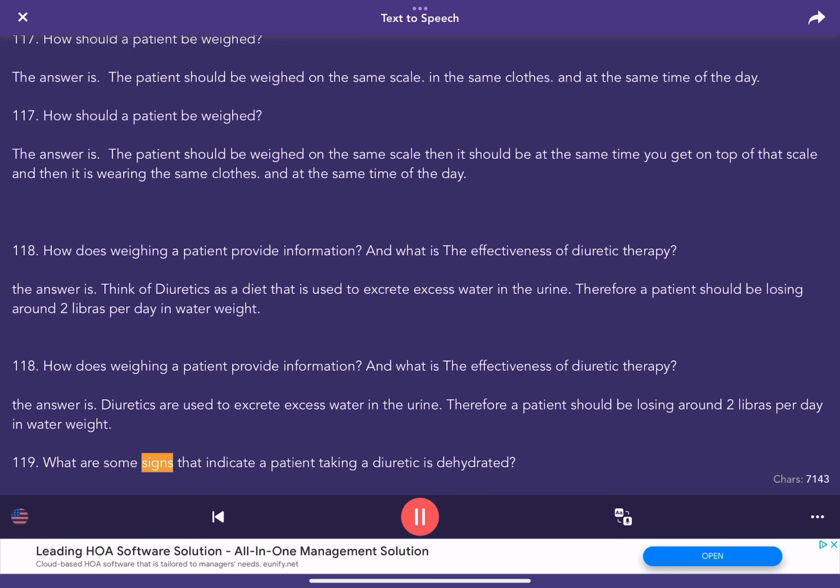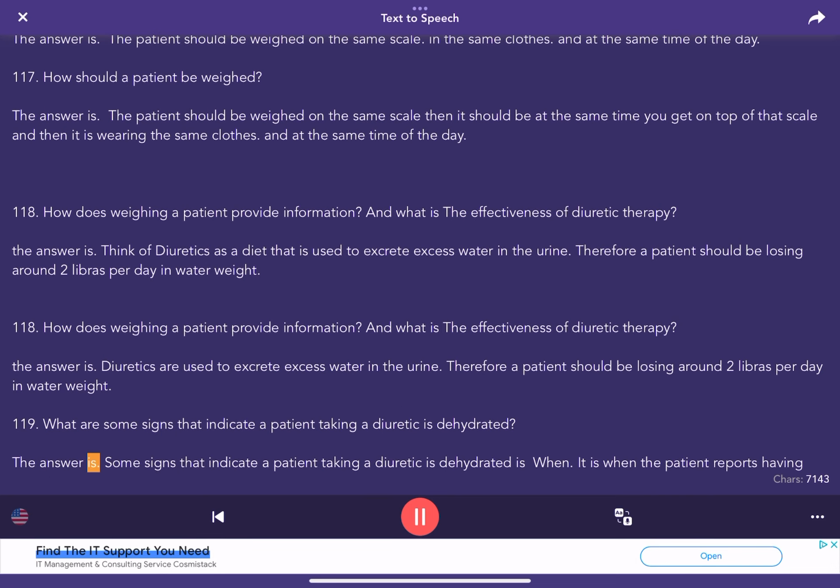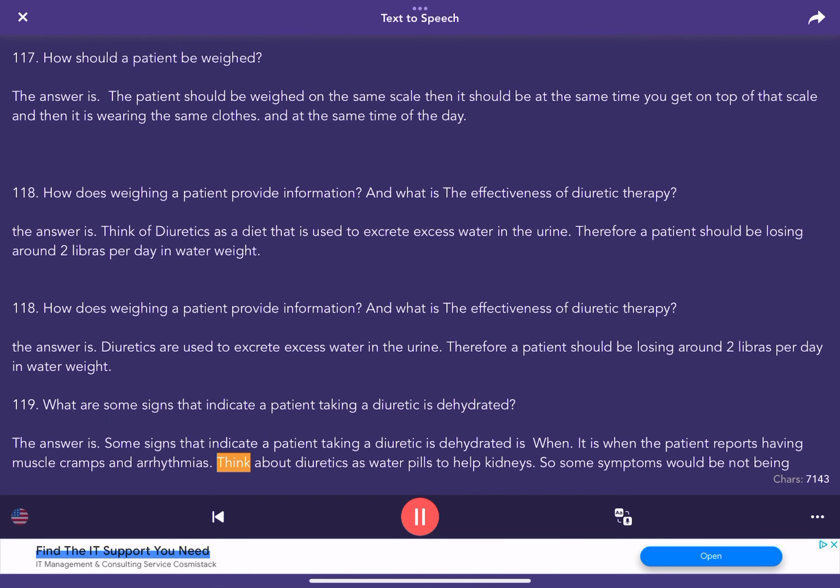119. What are some signs that indicate a patient taking a diuretic is dehydrated? The answer is some signs that indicate a patient taking a diuretic is dehydrated is when the patient reports having muscle cramps and arrhythmias. Think about diuretics as water pills to help kidneys.